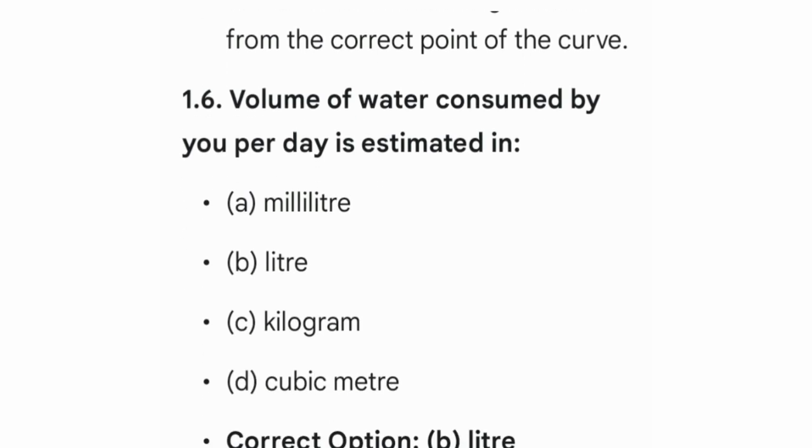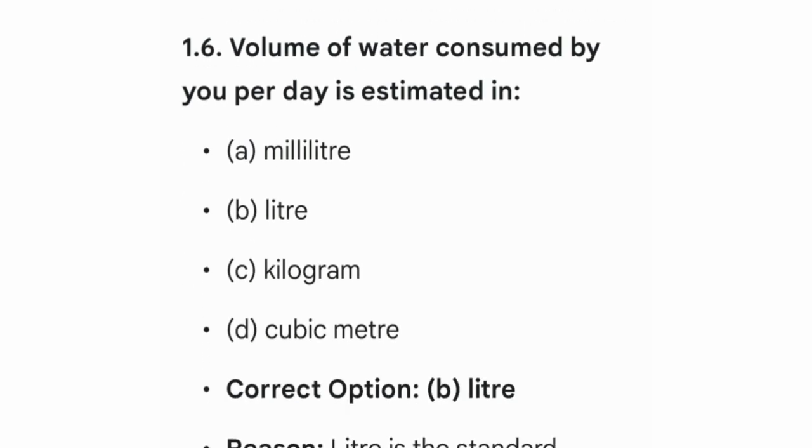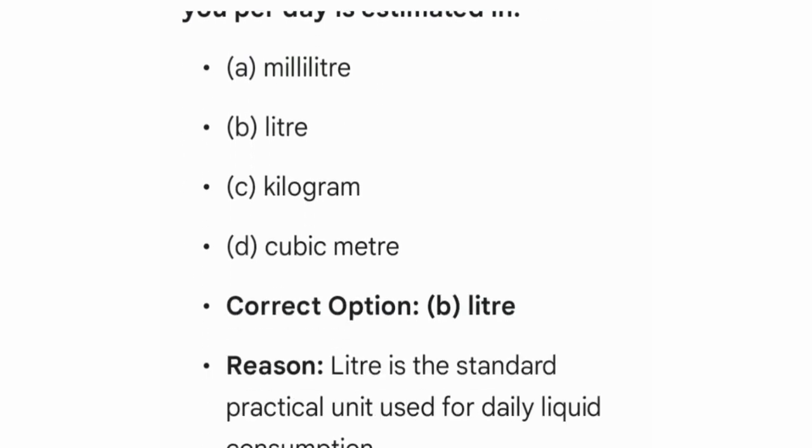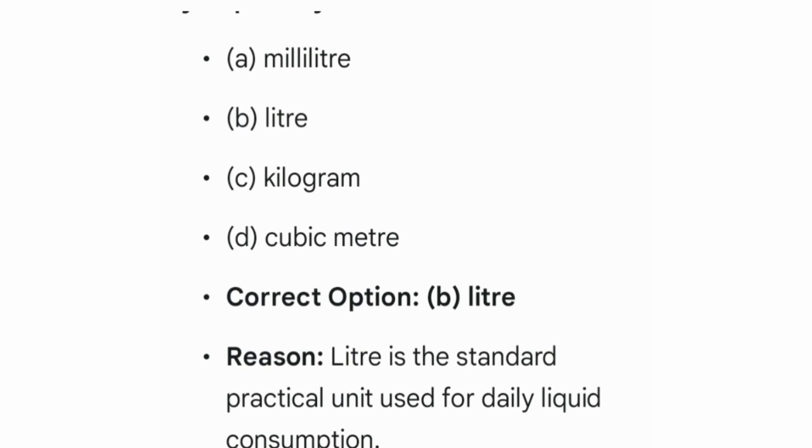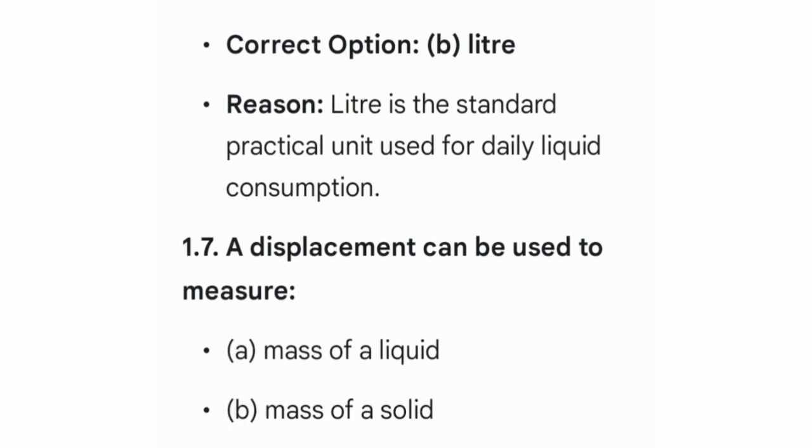incorrect. MCQ 1.6. Volume of water consumed by you per day is estimated in: option A, milliliter; option B, liter; option C, kilogram; option D, cubic meter. The correct option is B, that is liter. As you know, about 1 glass of water contains about 300 ml. So the most suitable unit for day long water consumption is liter.